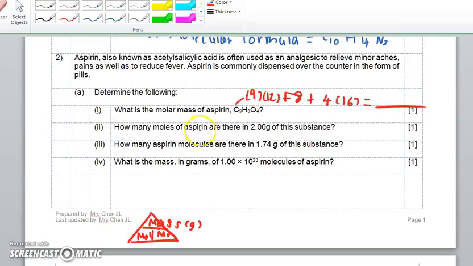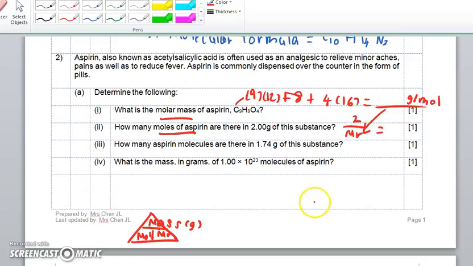Molar mass. When it's molar mass, you need the units gram per mole. When do you not need your units? When they say it is the relative. With the words relative molecular mass, there's no need for units. Mole of aspirin. Mole is given by what? Mass over Mr. The molar mass, Mr, is given here. So plug it in, you'll get the answer.